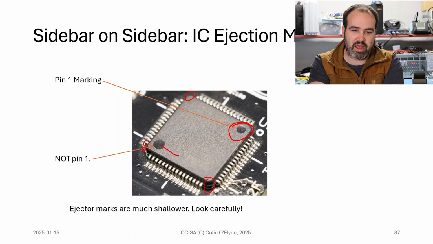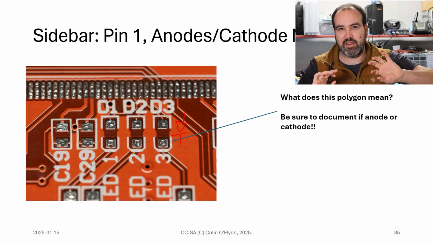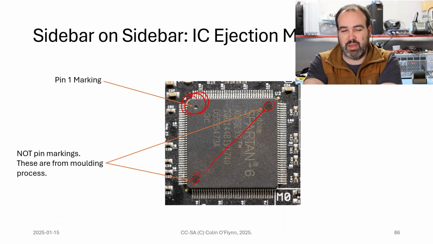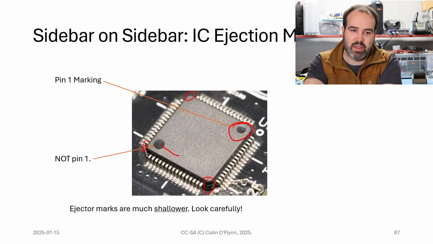LEDs and diodes are bad for this. On the back side of the package, sometimes they mark cathode, sometimes they mark anode. It does vary a bit. So always check, don't assume. But yeah, that's basically what I wanted to talk about with the ordering process.